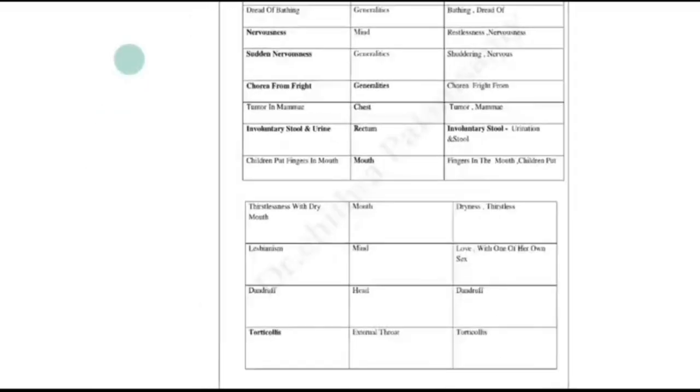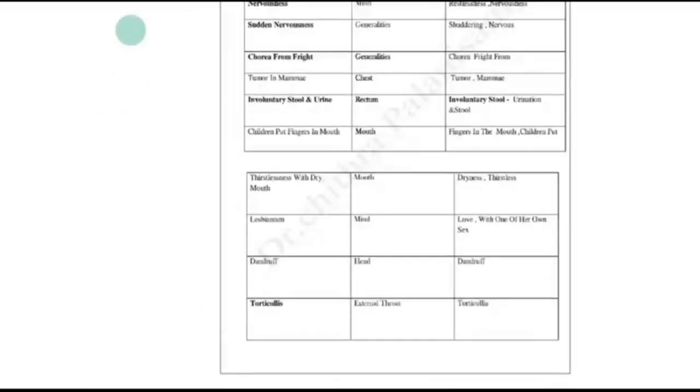Okay. Next, dandruff is present in the head chapter. Then torticollis, as we saw earlier, very very important, is present in the external throat chapter. Torticollis, external throat chapter.